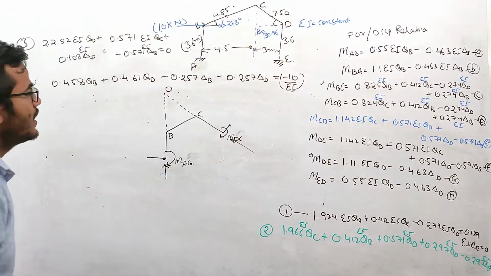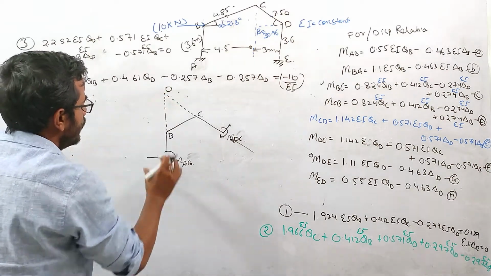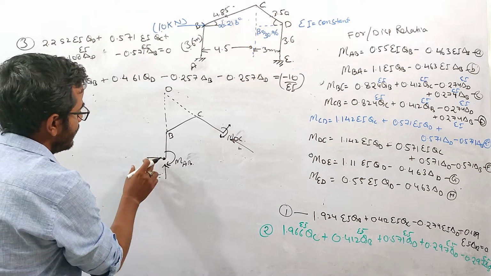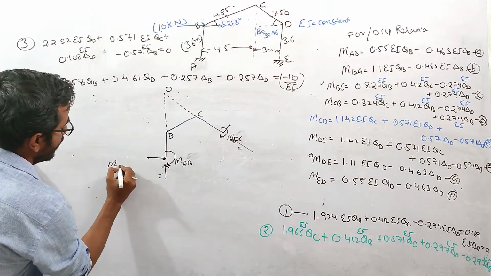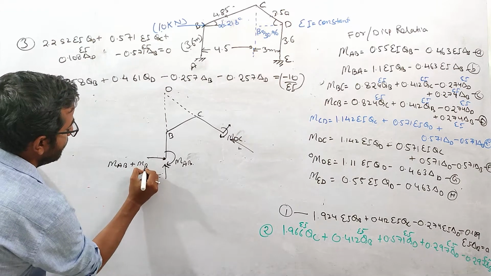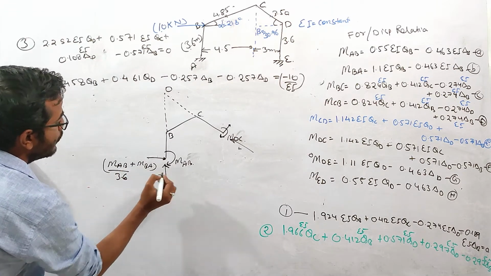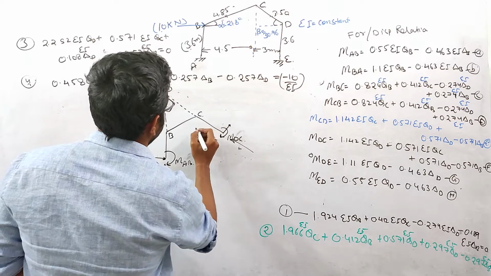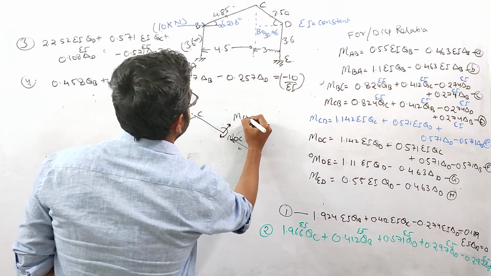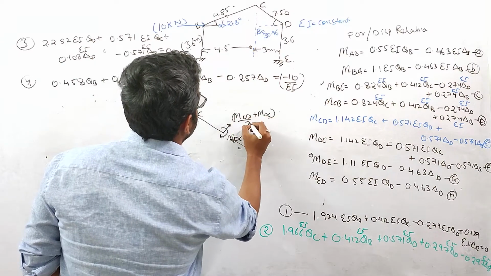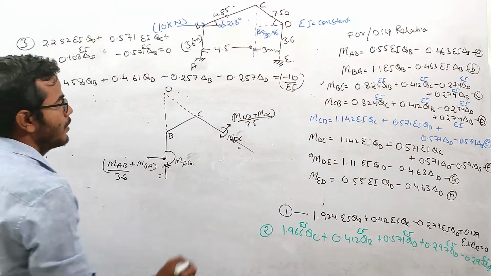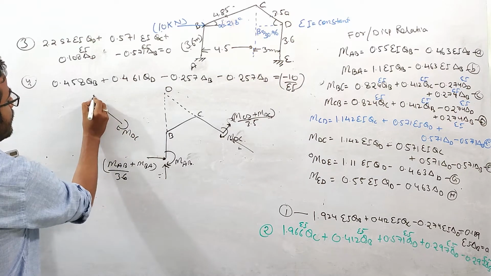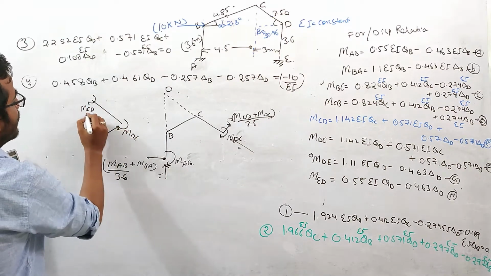Basically, by taking the moment equilibrium about O, we are eliminating these two unknowns. We already have this force, which is basically equal to, as we already calculated, MAB plus MBA over 3.6. This is unknown. This force will be equal to MCD plus MDC over 3.5, again by using the concept of moment equilibrium. This is MDC, this is MCD.